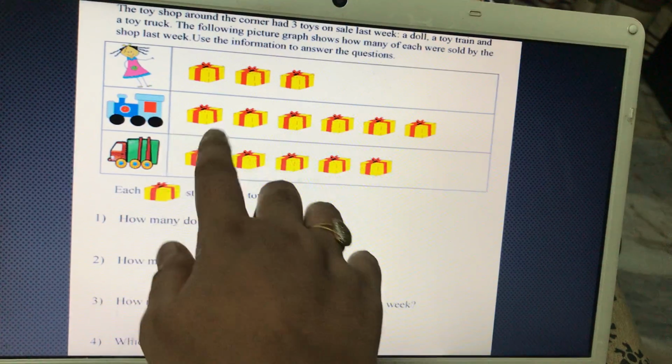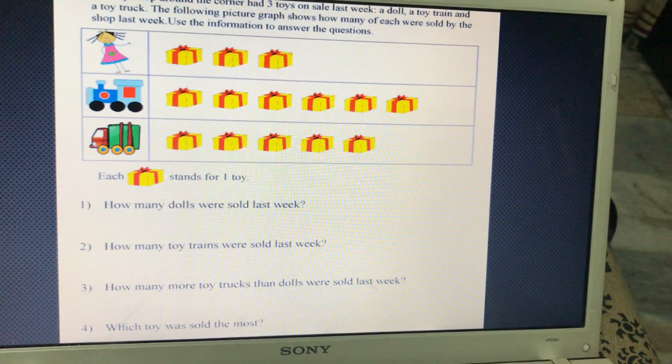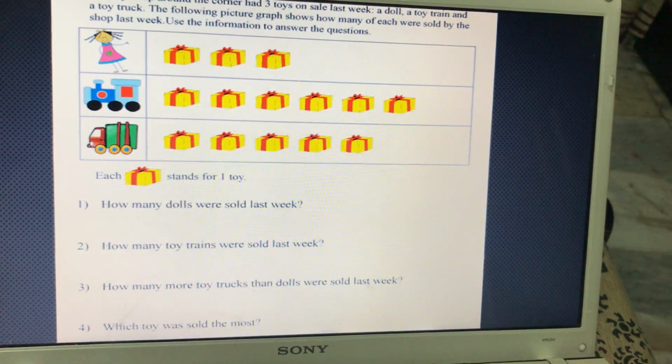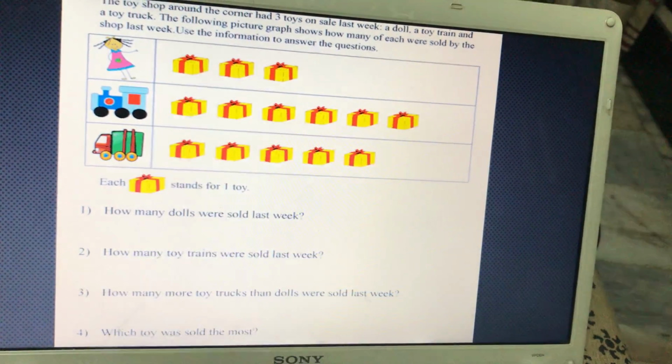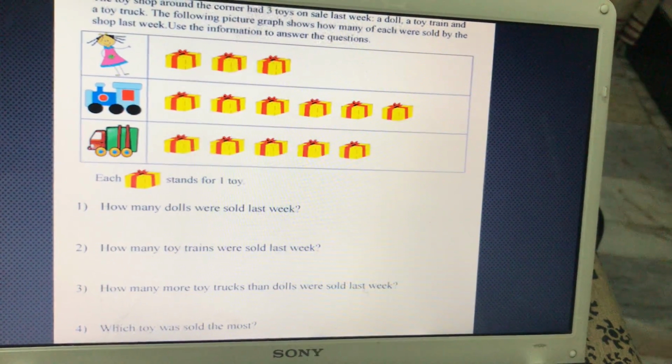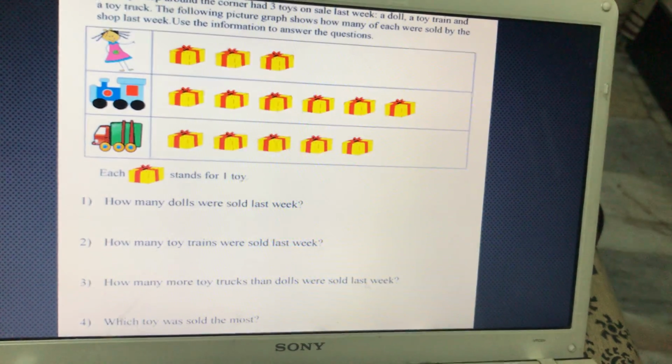How many toy trains were sold? Toy trains are this: 1, 2, 3, 4, 5, 6. 6. How many more toy trucks than dolls were sold last week? Now toy trucks are 1, 2, 3, 4, 5, and dolls are 3. So the difference is 5 minus 3, 2. So 2 more toy trucks are sold than dolls.